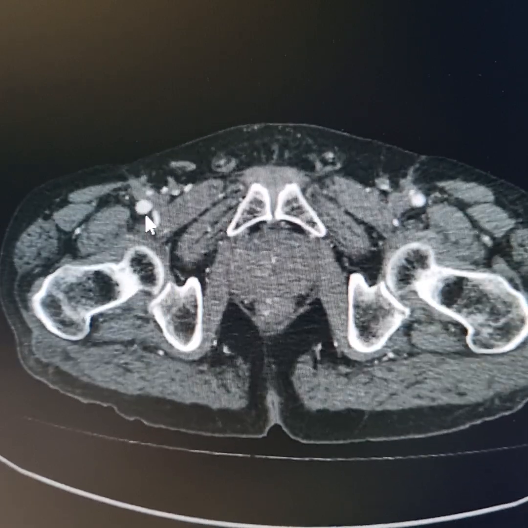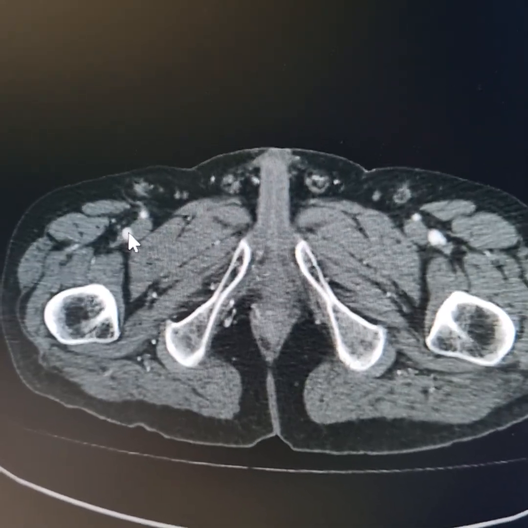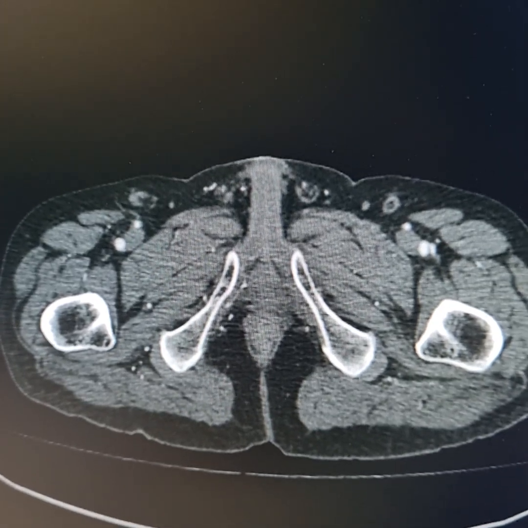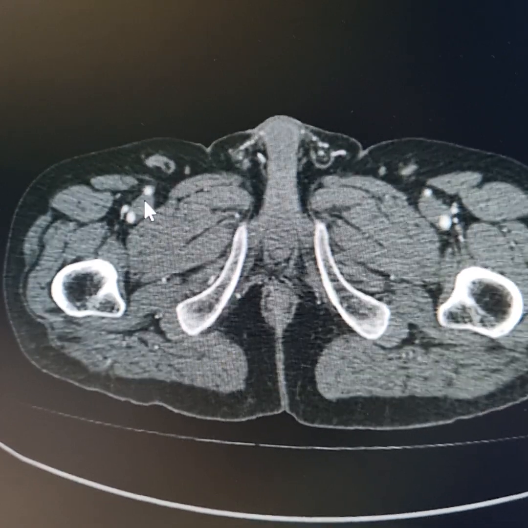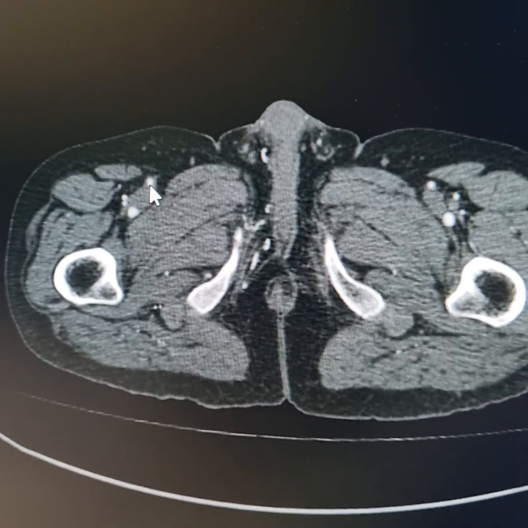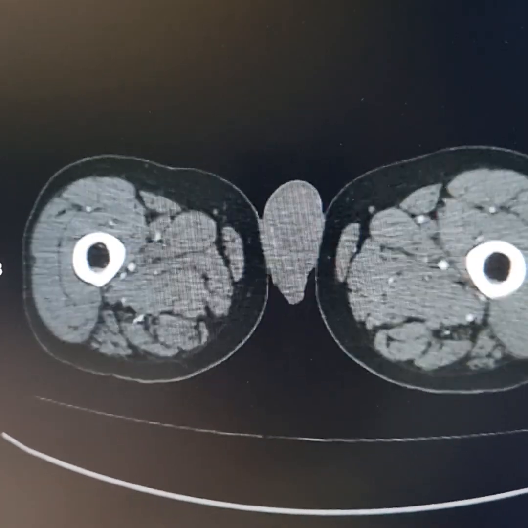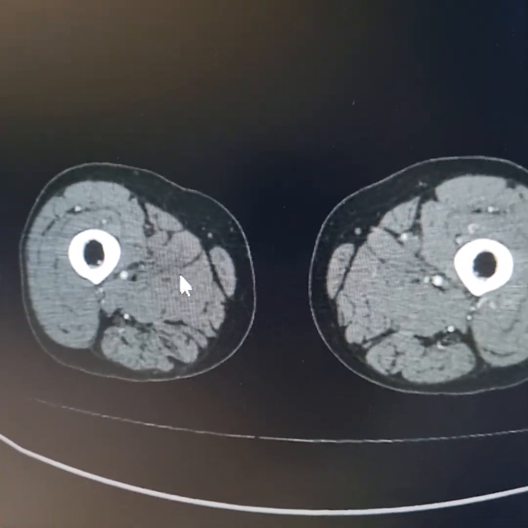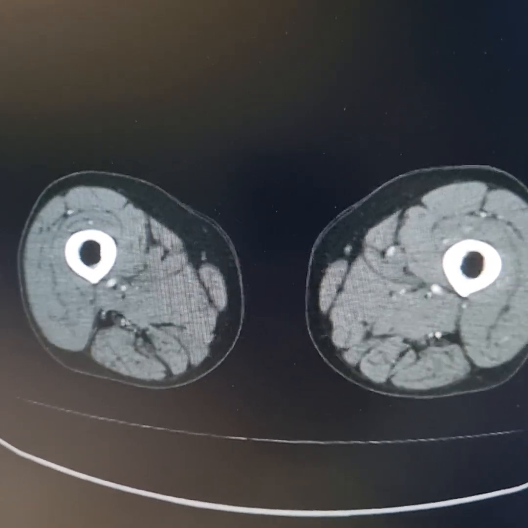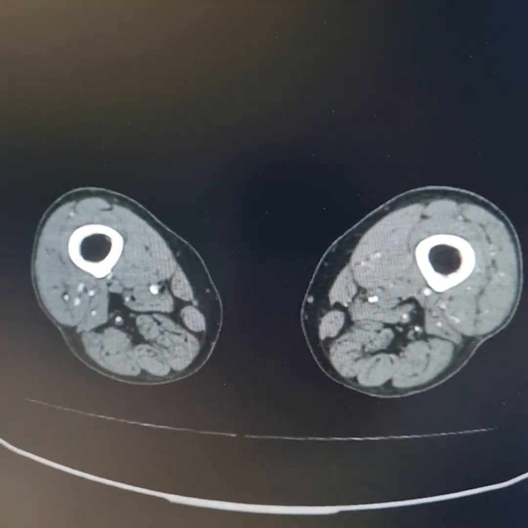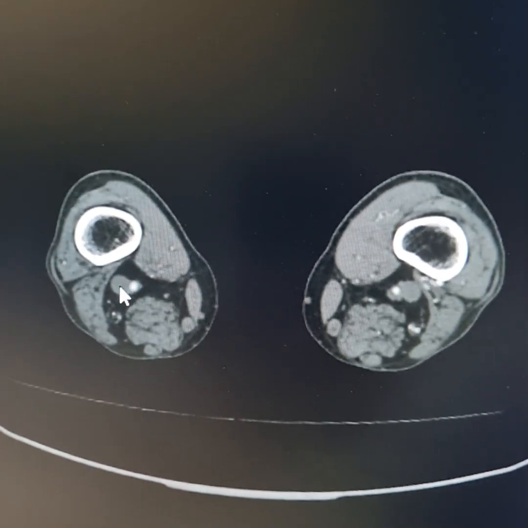Now, I trace it down. This is the profunda femoris artery. Its branches are fairly capacious, well outlined. This is the superficial femoral artery. Its lumen is quite narrow. Please observe its lumen. It descends down into the adductor canal and is completely thrombosed at this level. Low down, it is being perfused from the collaterals and its lumen becomes patent here.